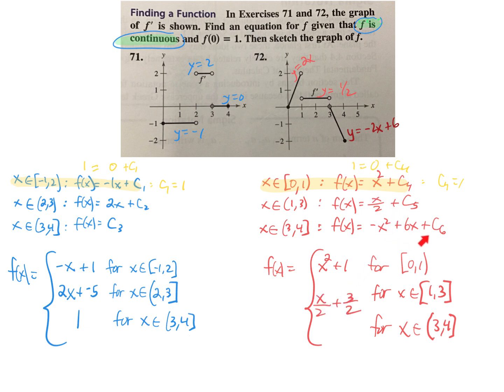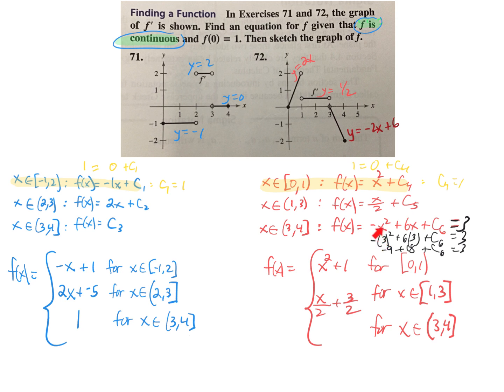Then for the quadratic part, we need to know its constant. Well, since the function is continuous, as we approach 3 from the left, and as we approach 3 from the right, we'll get the same thing. And as we approach 3 from the left, the y value, f of 3, is 3 halves plus 3 halves, which is equal to 6 halves, or 3. That means our parabola must also be equal to 3, or be approaching 3, as x approaches 3 from the right. So let's force this to be approaching 3.